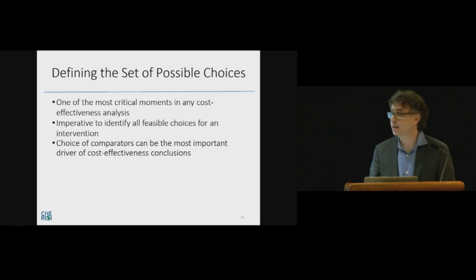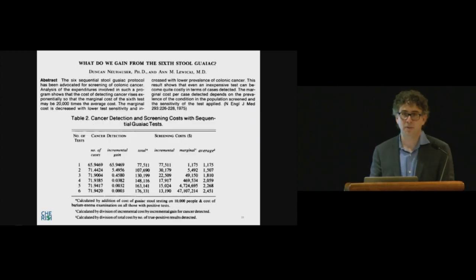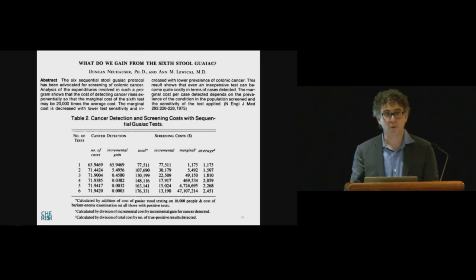Next slide, please. And this is a classic slide of decision analysis that you'll see in almost any lecture you get on cost-effectiveness or decision analysis. This was an article that came out in the New England Journal, I want to say in the 70s, right? It was back when the typeset still looked like this. The title was, what can we get from the sixth stool guaiac?